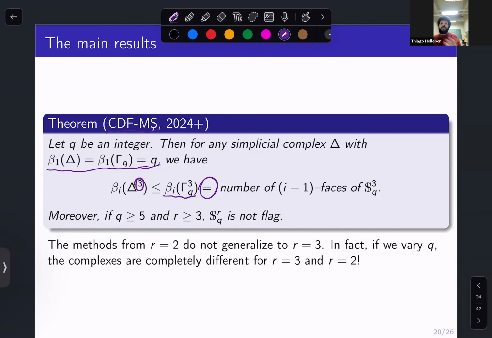And one thing that we can show is that the methods we use work in higher powers. They just don't solve the problem, but they do give you many faces of this complex. So what we show is that this complex is not flagged. One thing that happens here, I can go back to the pictures.